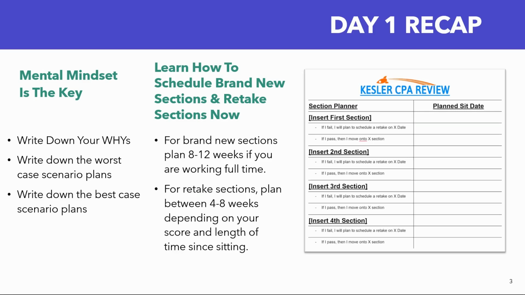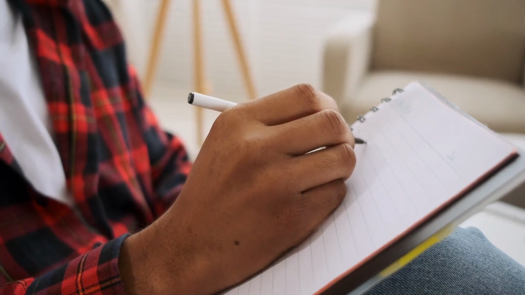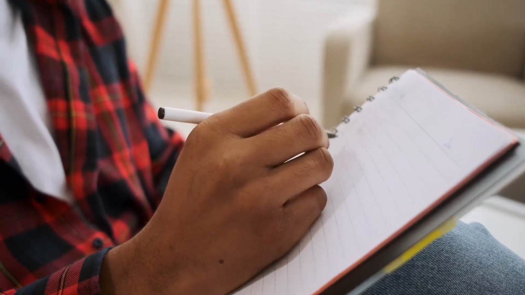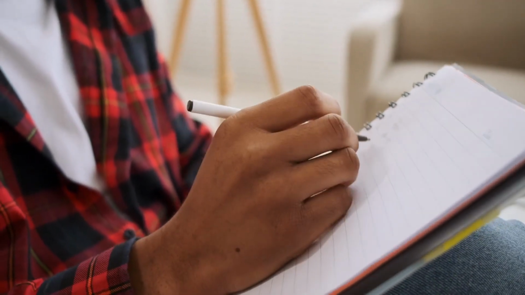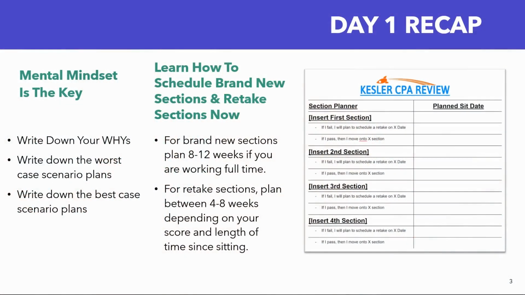So in day 1, we learned that your mental mindset is the key to keep going when the going gets tough. So write down why you must become a CPA, write down the worst case scenario plans, write down your best case scenario plans, because when you have a plan, nothing is going to sidetrack you. Again, worst case scenario, if you fail, what are you going to do next? If you pass, what are you going to do next to stay focused and motivated so that you don't get lazy and so forth? So again, mental mindset is the key to passing the CPA exam, no matter where you are in your journey. So if you haven't done this yet, spend time focusing on it now.